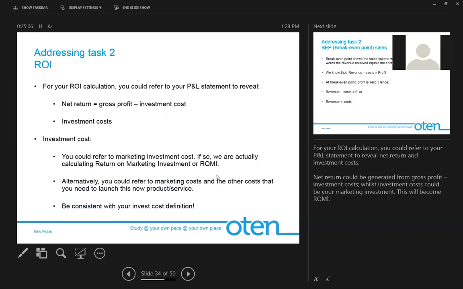For your ROI calculation, you could refer to the P&L statement to reveal the net return, which is basically the difference between gross profit and investment cost, divided by investment cost. Now, in terms of investment cost, you can refer to all expenses that you need to spend for this new product launch. And you could also refer to marketing investment. If you do that, that means you are calculating growth. Both are fine, but you need to be consistent with your investment cost definition.